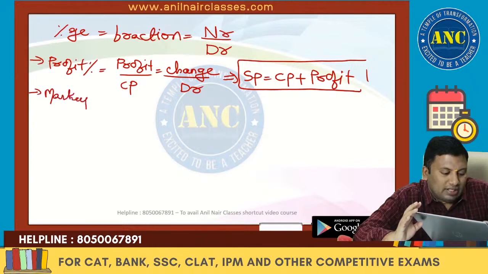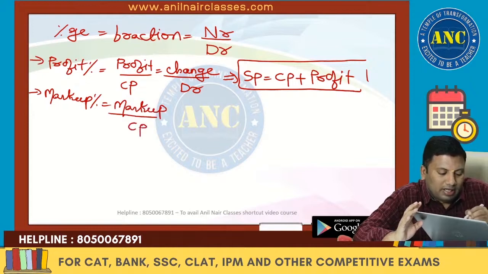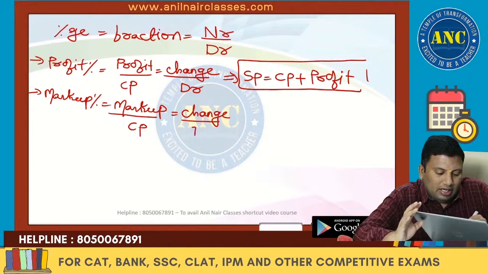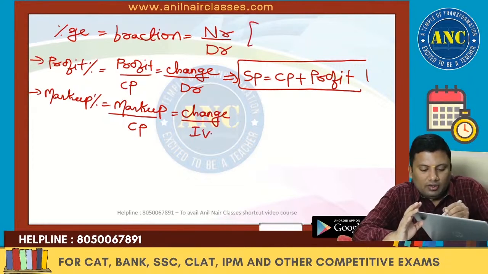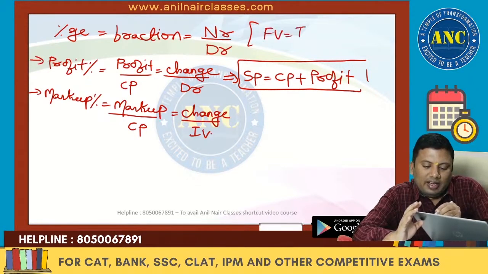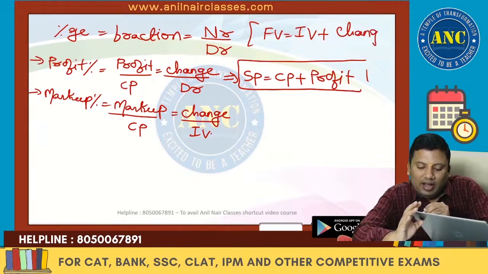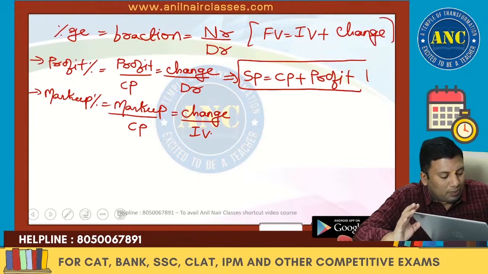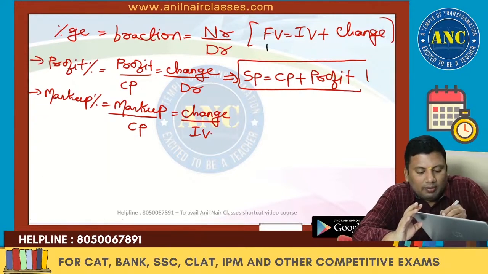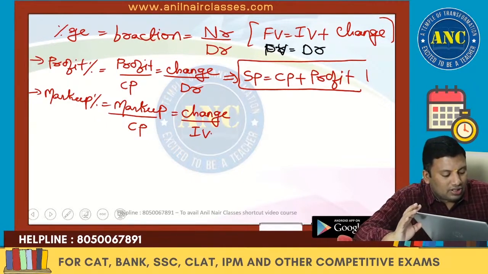Markup percentage is nothing but markup by cost price. This is nothing but change by initial value. What we discussed: final value is initial value plus change. So the final value is nothing but denominator plus numerator.